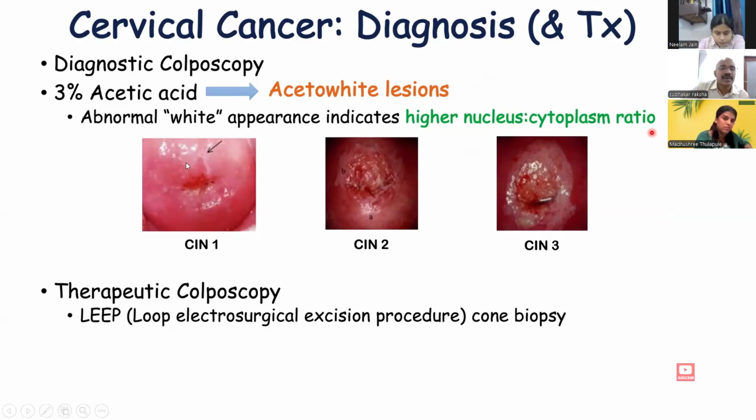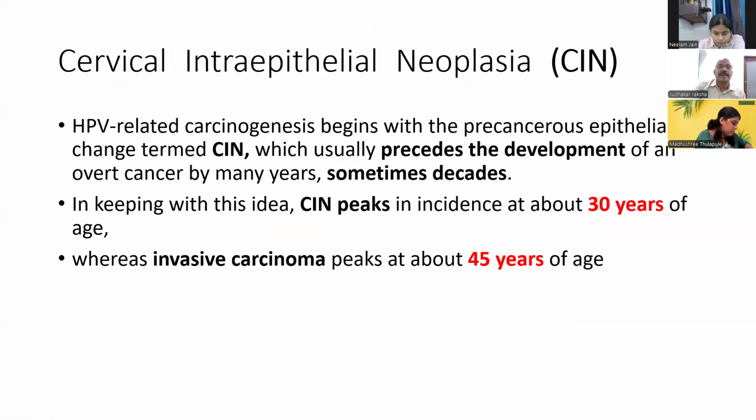So acetic acid is applied over the cervix, where we can see some whitish appearance. This is the CIN1, and this is CIN2, a bigger one. This is CIN3, much more confluent white areas are there. So after colposcopy, biopsy is taken. The biopsy is sent to the histopathology.